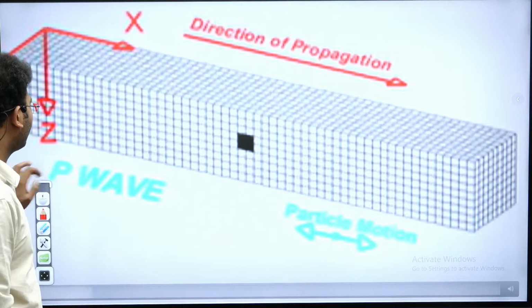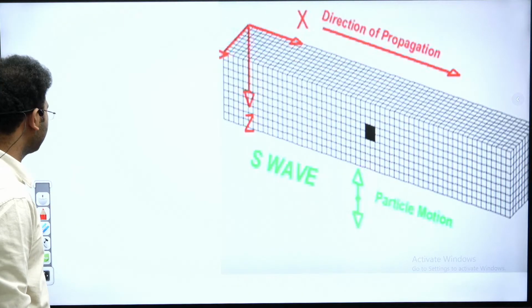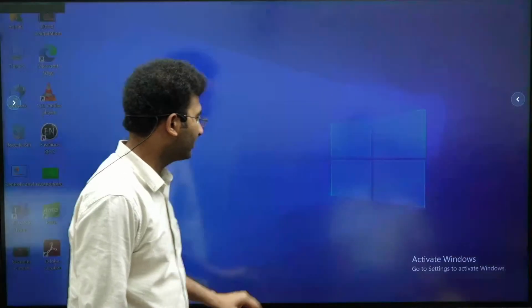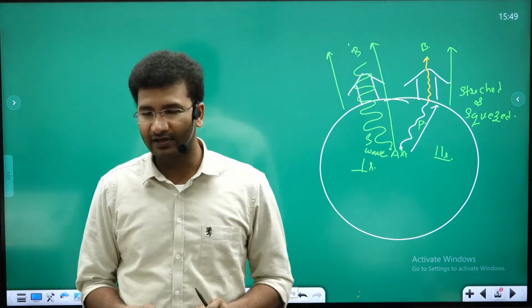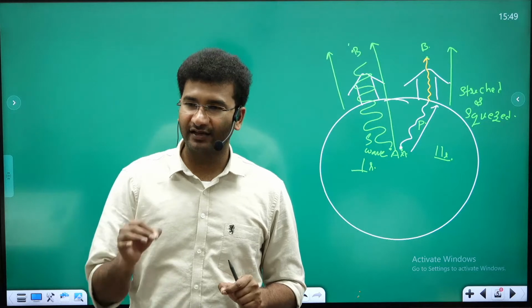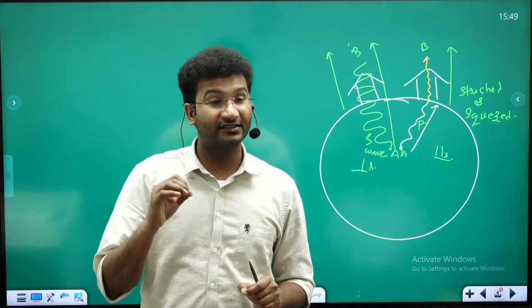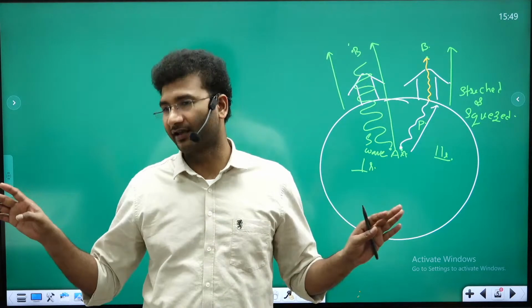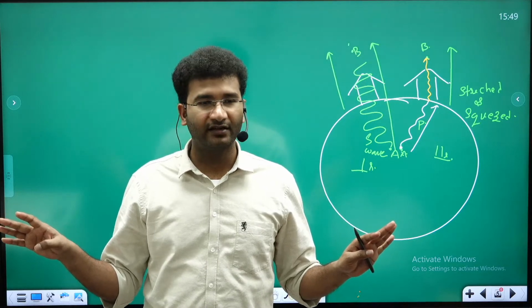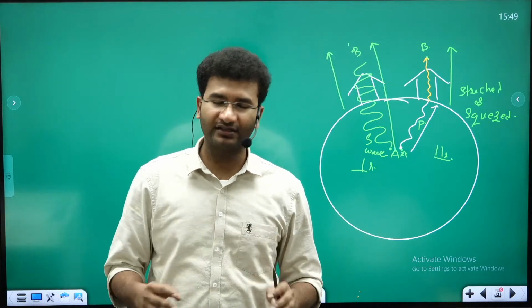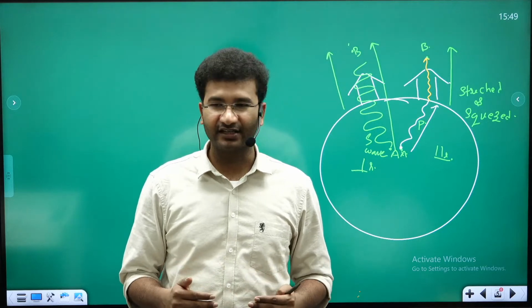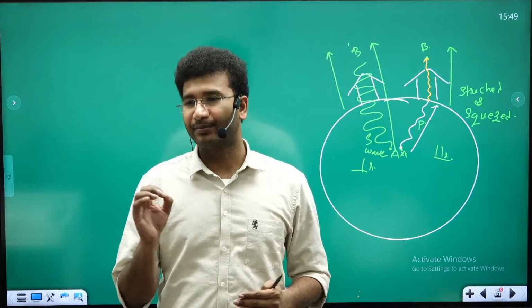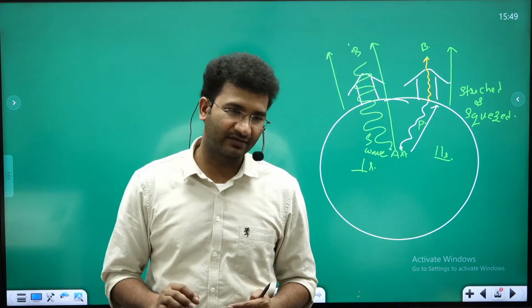Now, this is the nature of these waves. By using these waves, we try to understand the interior of the earth. Remember, whenever there is an earthquake in the interior of the earth, it sends its waves in all directions, in all 360 degrees, but it might lose its intensity and velocity based on the material it is traveling through.